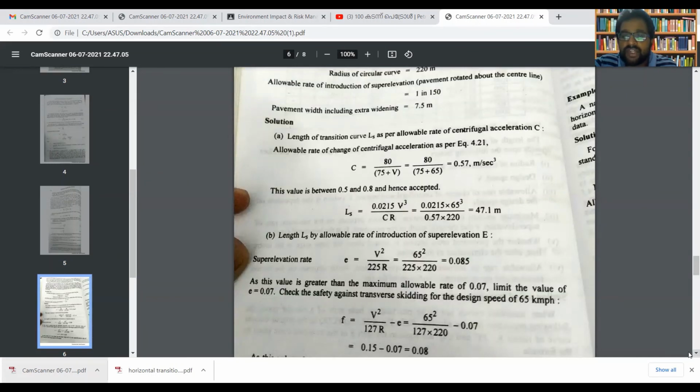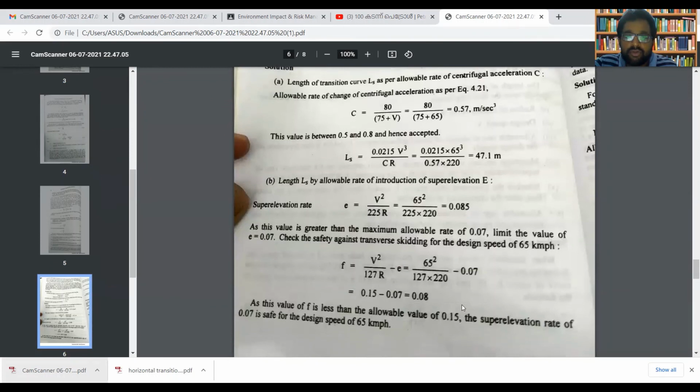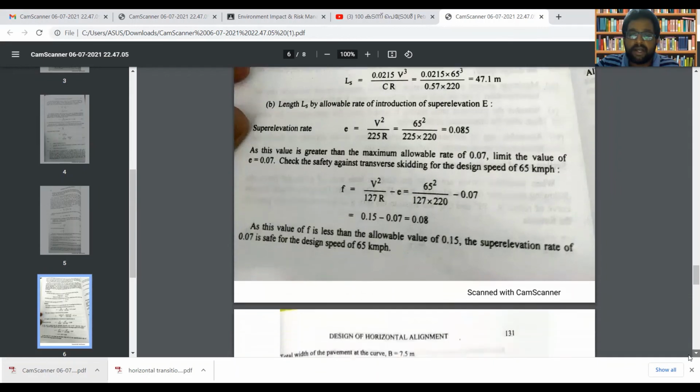Now the safety against skidding needs to be checked. The coefficient of lateral friction f is equal to V square by 127R minus e. So V square by 127R means 65 square by 127 into 220 minus 0.07. So the coefficient of friction is equal to 0.15 minus 0.07, which is 0.08. So the super elevation rate of 0.07 is safe for the design speed of 65 km per hour.